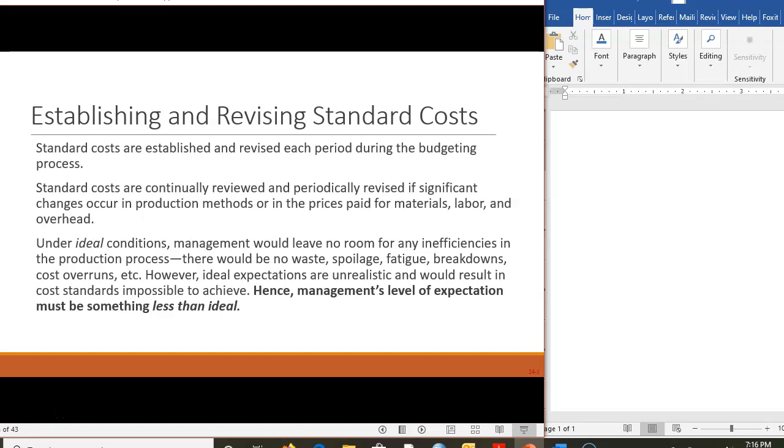However, under ideal conditions, we would not have any inefficiencies or any variances. We would never have waste or spoilage or breakdowns, etc. So we call this management by exception. This means that our management level of expectation has to be less than ideal because we know that we can't operate in a perfect world. We know that we have to account for some downtime for various reasons.